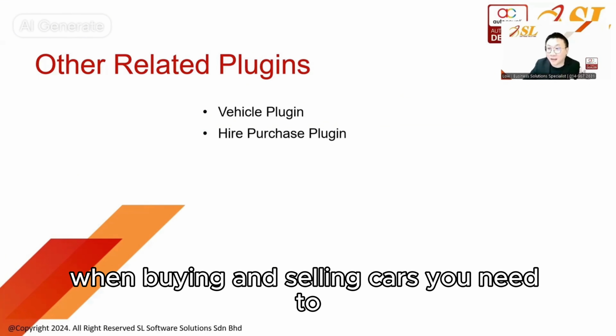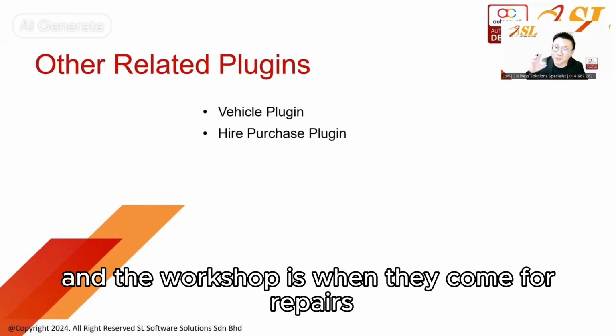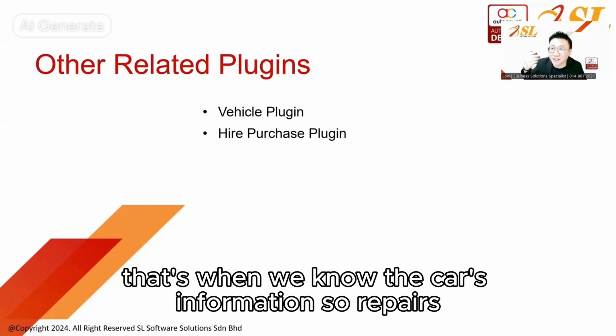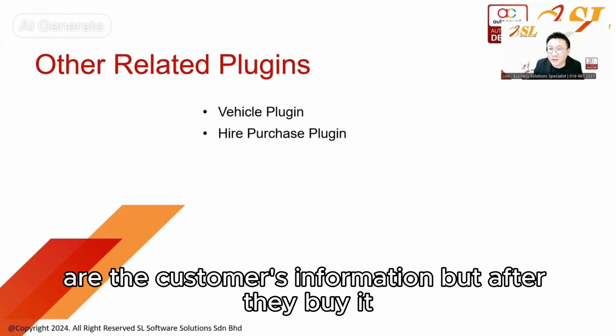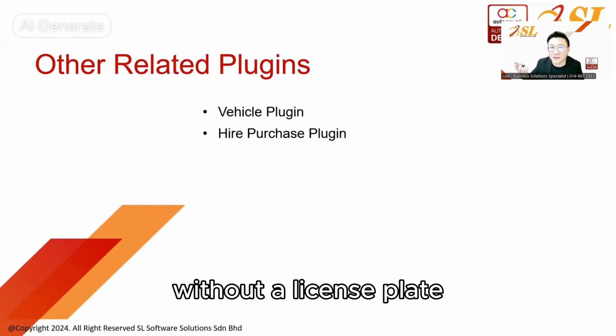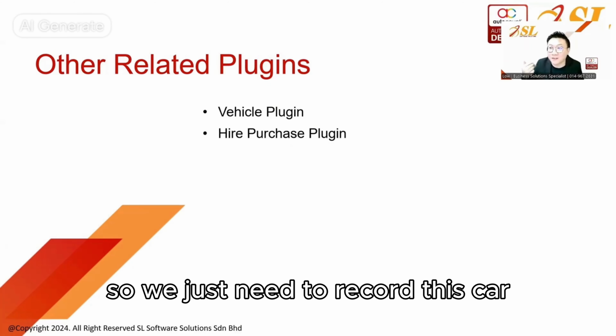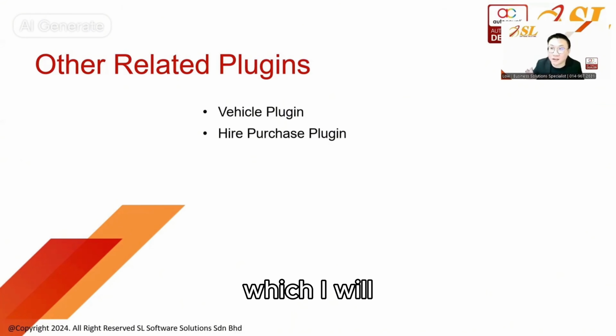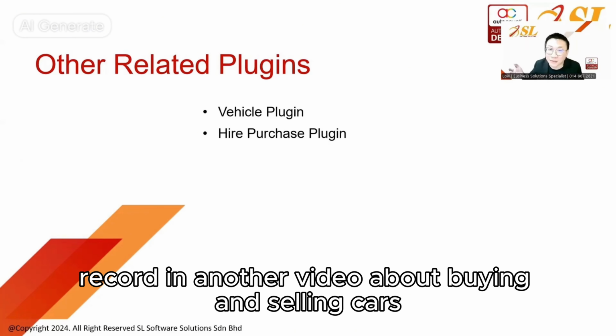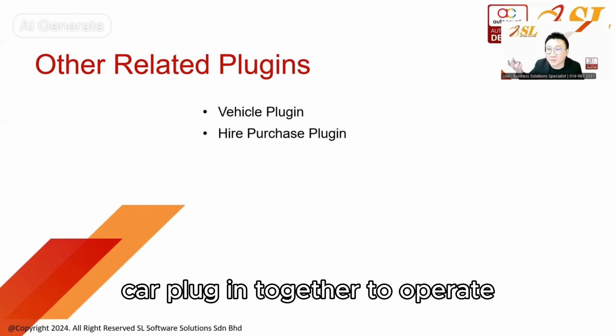When buying and selling cars, you need to record the car's information. What I showed earlier was the workshop, and the workshop is when they come for repairs. That's when we know the car's information. Repairs are the customer's information, but after they buy it, it already has a license plate number. Without a license plate number, it only has some system numbers, so we just need to record this car. Then until we sell it, there's a whole logic, which I will record in another video, about buying and selling cars, how to use the workshop plugin and add this buying and selling car plugin together to operate.